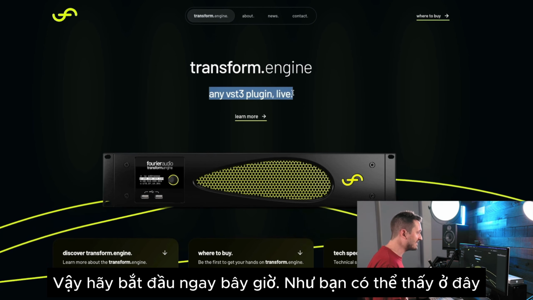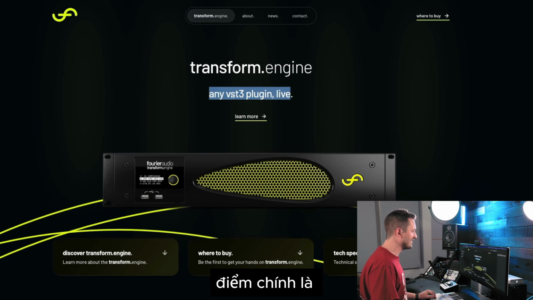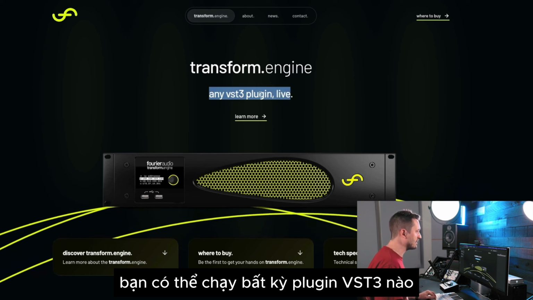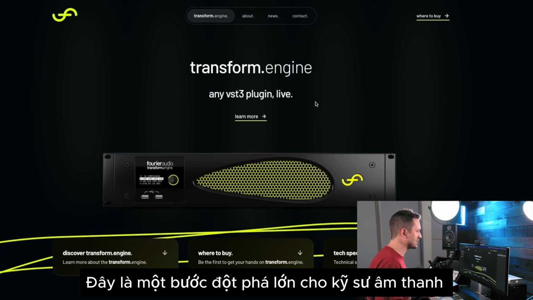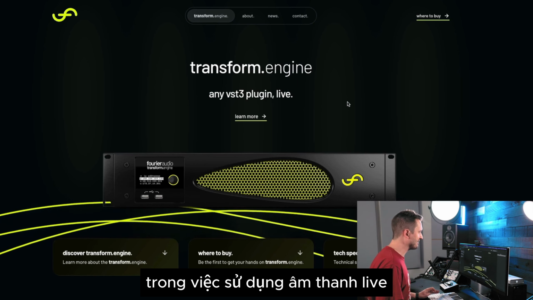Now, as you can see right here, the whole point of this is you can run any VST3 plugin live. This is an absolute game changer for anyone in live sound.